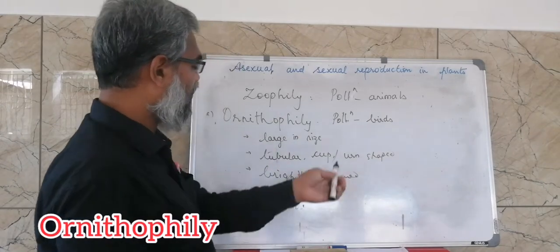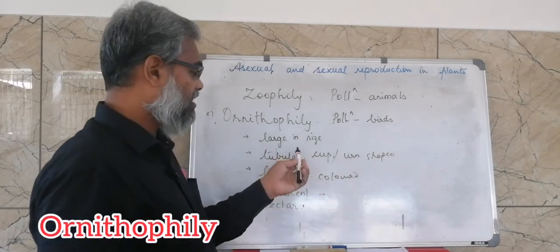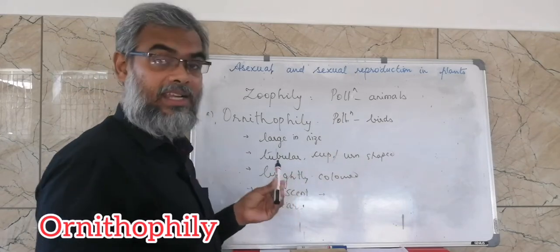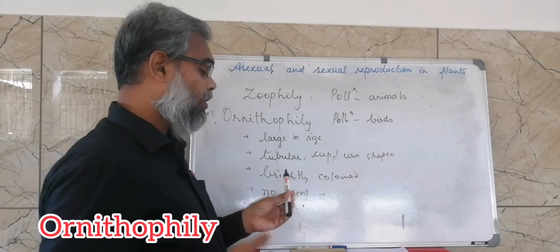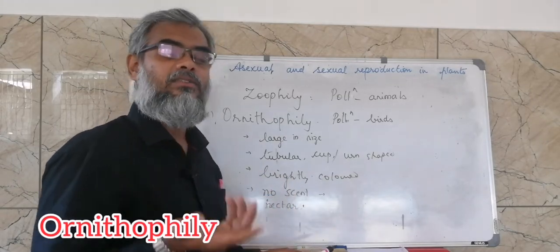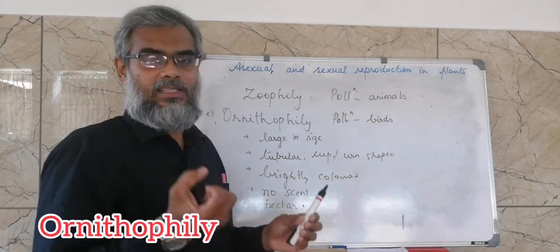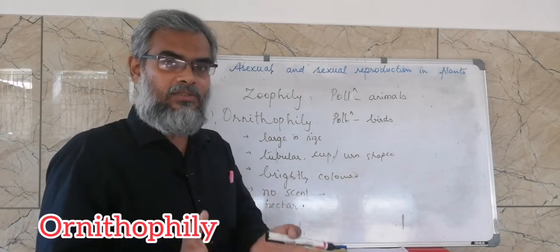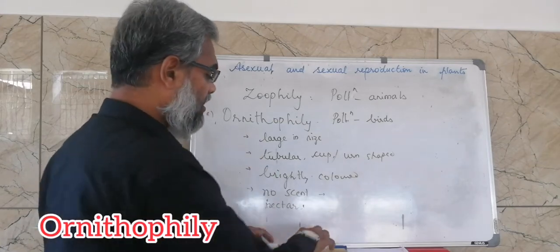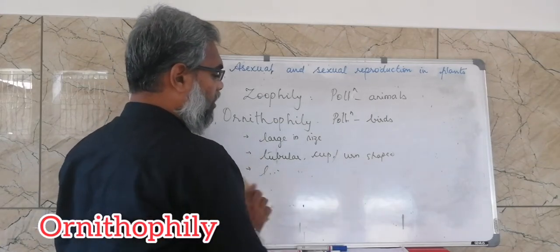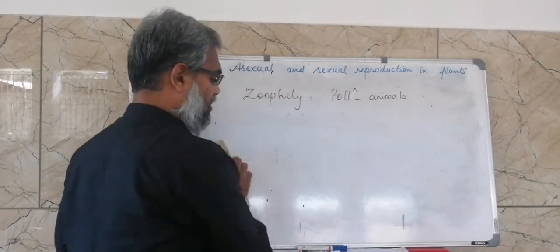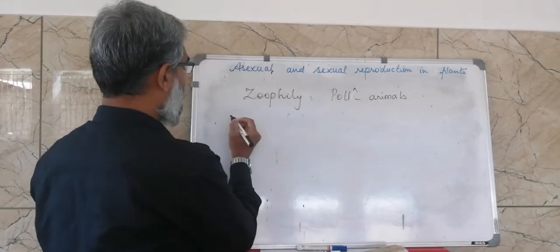How will the flowers be? Larger in size, tubular or cup-shaped or urn-shaped floral parts, brightly colored to attract the birds, no scent, but nectar is present in large quantity. Finally, the sixth one, the floral parts are arranged in a tough or leathery structure to withstand the visitor. So it gives nectar as the reward for the birds, which helps in pollination. Now, ornithophily we discussed.